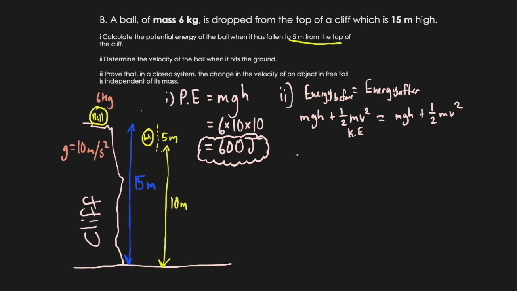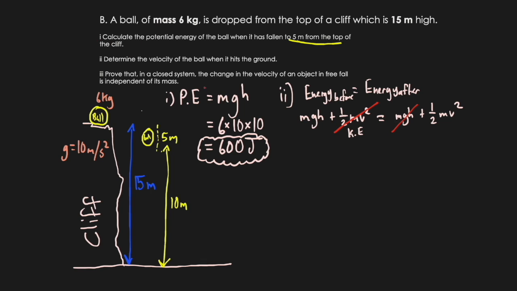Now at this point, remember, there are two scenarios where they're going to be zero. At the top of the hill, the ball is not moving, so the velocity at this point is zero. Therefore, the kinetic energy in the beginning is going to be zero. Similarly, when the ball hits the ground, there will be no height, so the potential energy after would be equal to 0.